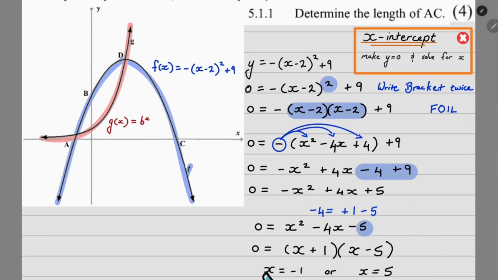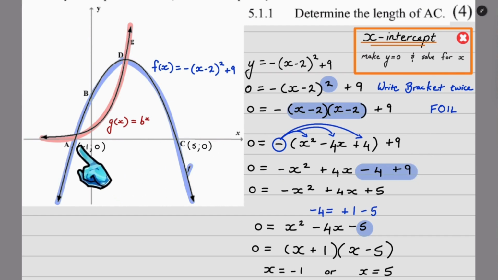After we got those, we've got to decide who belongs to who. So because A will have a negative x value, because it's on the left of the y-axis, that has to be the negative x. So A is -1, which will make C +5. Okay, so we're getting to know the blue graph a little bit better.